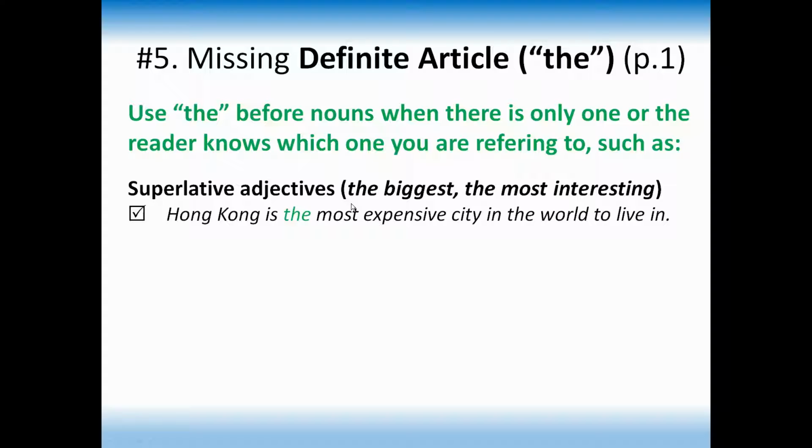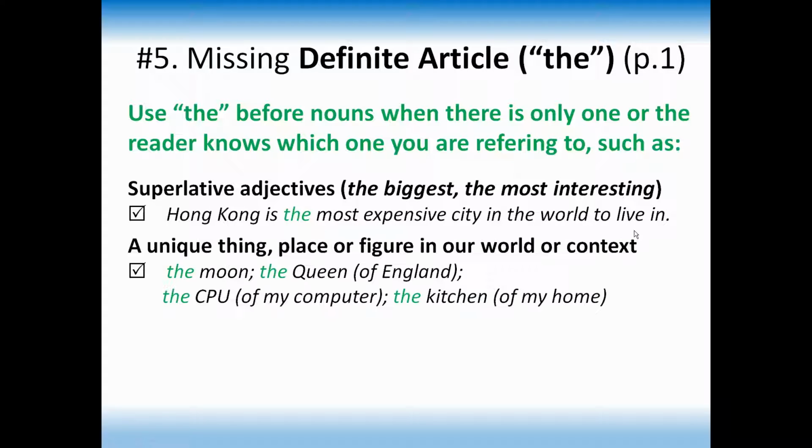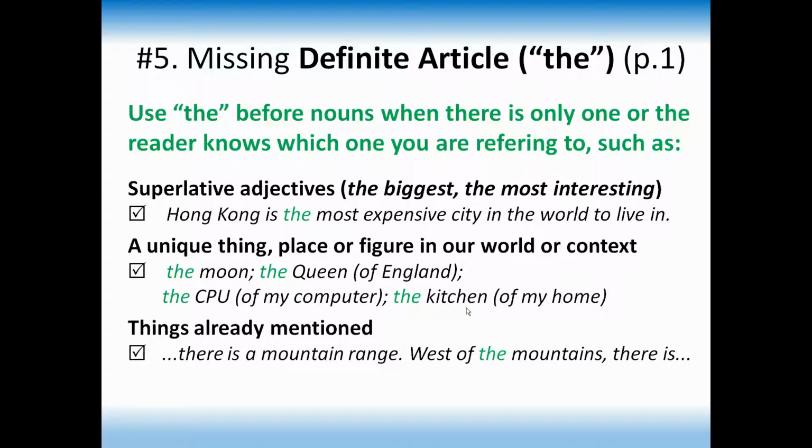This is the easy situation. For superlative adjectives, for example, the biggest, the most interesting. Hong Kong is the most expensive city in the world to live in. If it's a unique thing, place, or figure in our world or context, you need the. The moon, the Queen of England, the CPU, the kitchen. And when you're talking about things that are already mentioned, you use the. There is a mountain range west of the mountains. We know which mountains we're talking about because we've already mentioned it.